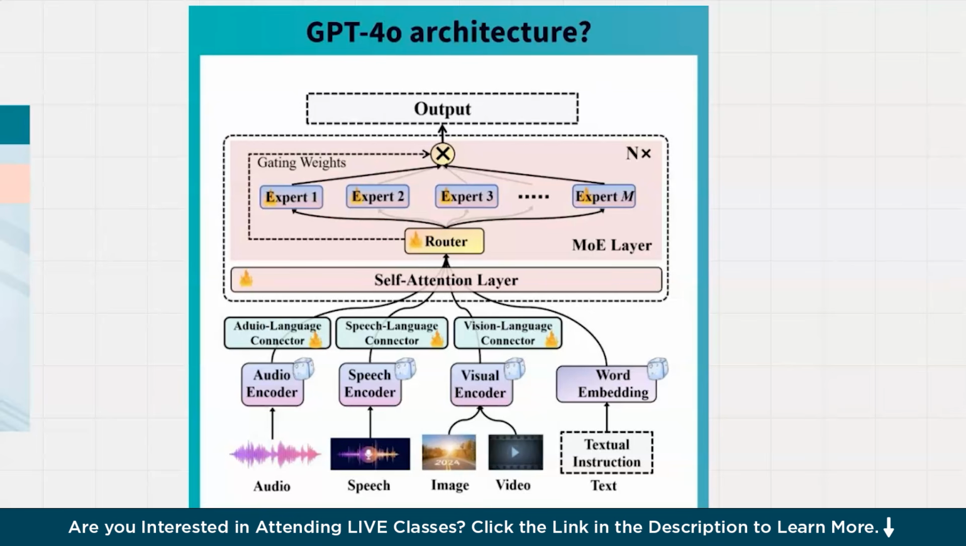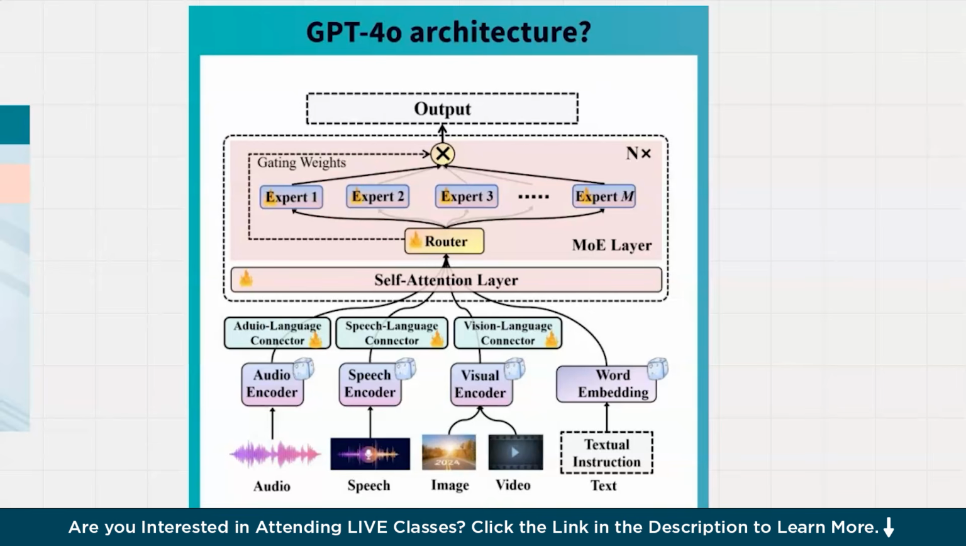So this design significantly reduces computational costs while maintaining high performance, as only a subset of experts is used for each query. Then we have the output generation, where the processed information is merged through the MOE layer. The final response is generated in the appropriate format, which can be text, image, speech, etc. The model ensures that the output is context-aware, efficient, and multimodal output generation is also happening.